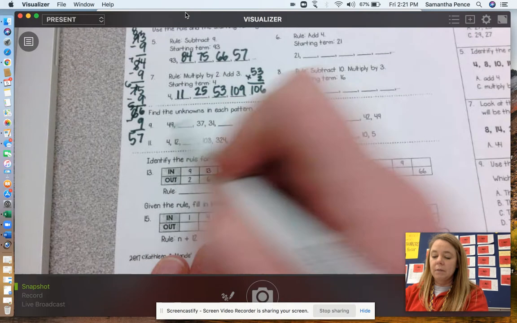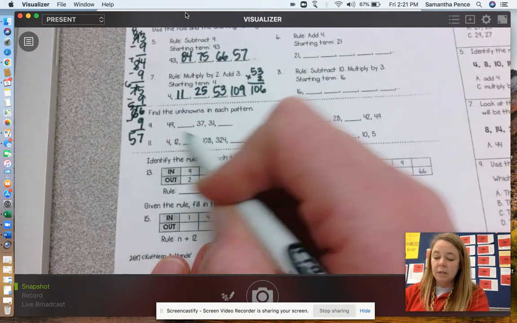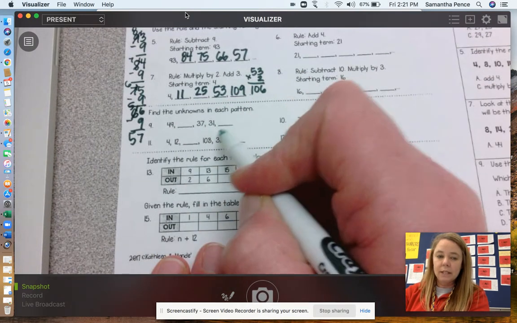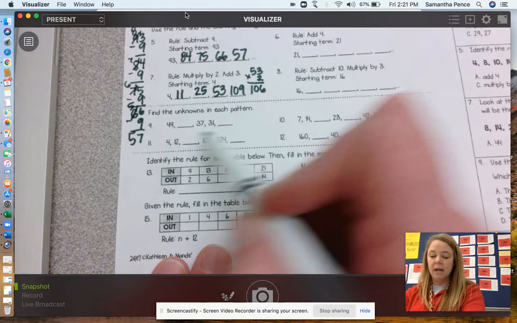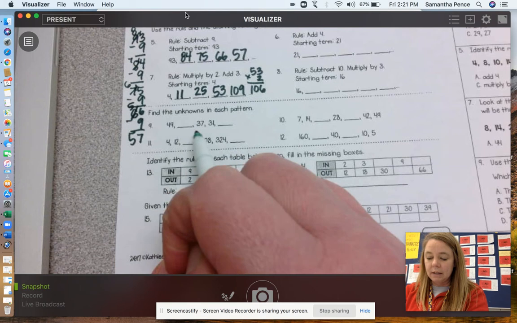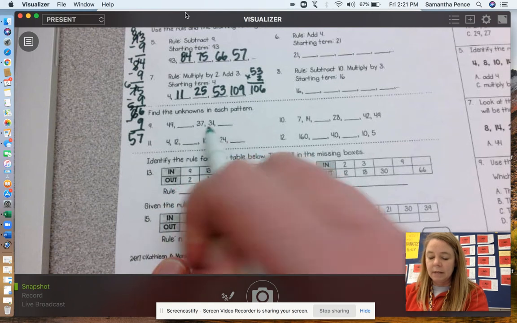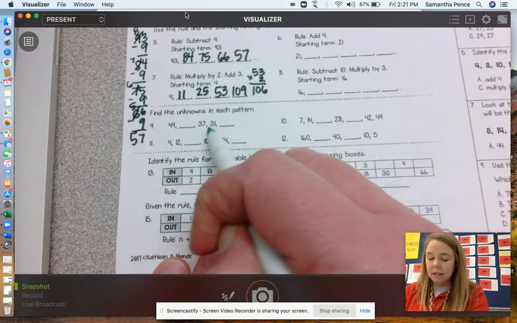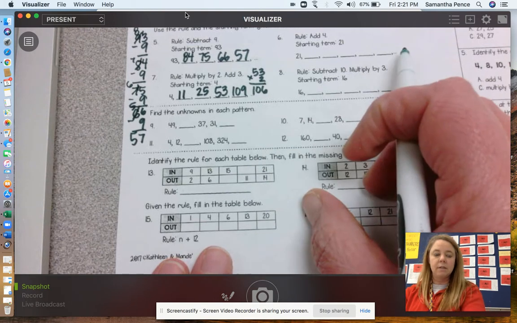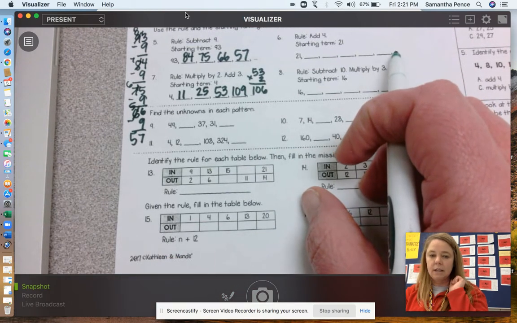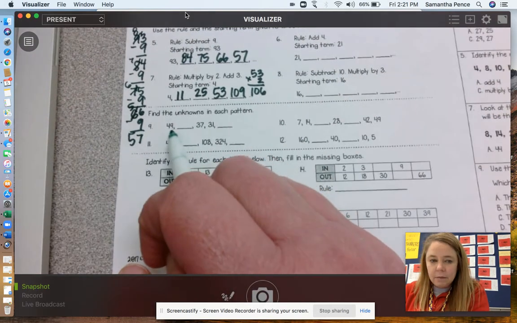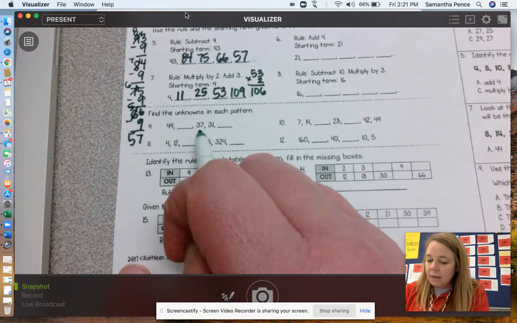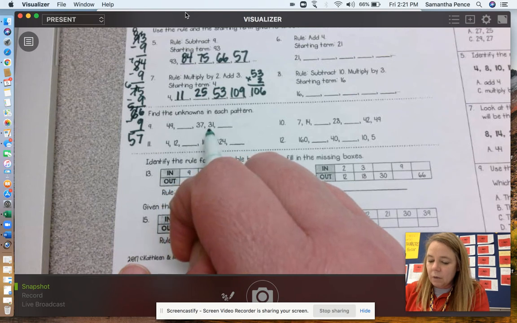Let's look at the next one, number 9. This time we are given a pattern, but it gives us only some of the numbers, and we have to figure out what the pattern is and fill in the rest of the numbers in the pattern. So I have 49, blank, 37, 31, blank. So I'm looking at what's happening in the pattern. Hopefully you're seeing that the number is going down, which means either we're subtracting or we're dividing. I can't really tell anything from this, so I'm going to have to look here from 37 to 31. How did I get from 37 to 31?